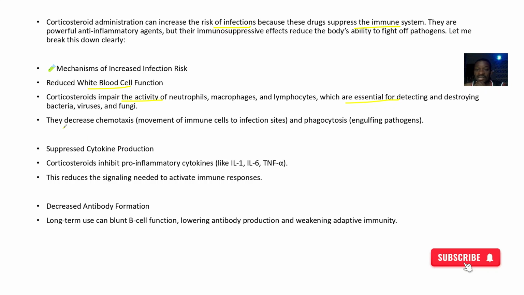So they also decrease chemotaxis. Chemotaxis is when the immune cells, if there's an infection, for them to be able to locate where the infection is, there's a kind of chemical signaling that directs them to the place, okay. They also reduce what? Phagocytosis. This is when those blood cells engulf the microorganism and kill it, okay. So they suppress cytokine production too when you're taking corticosteroids. So they inhibit all those pro-inflammatory cytokines. They decrease antibody formation, okay.